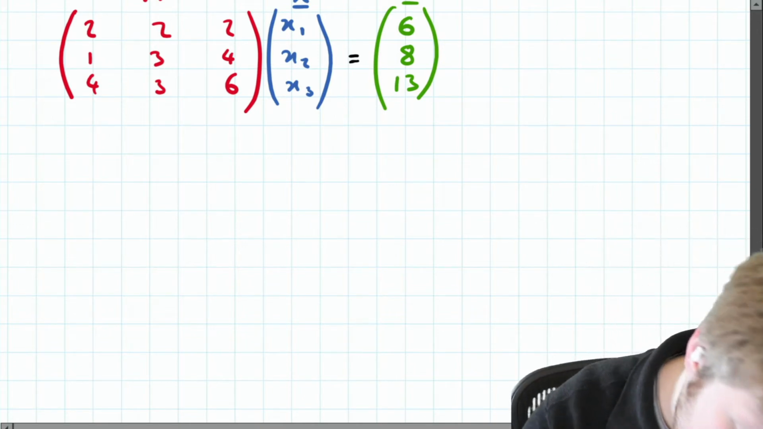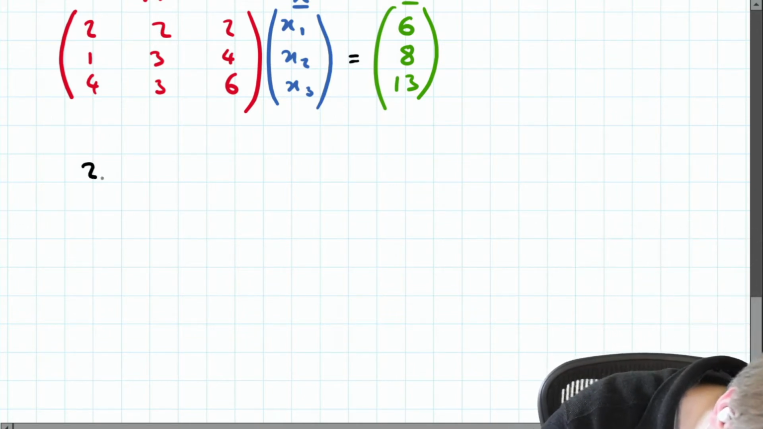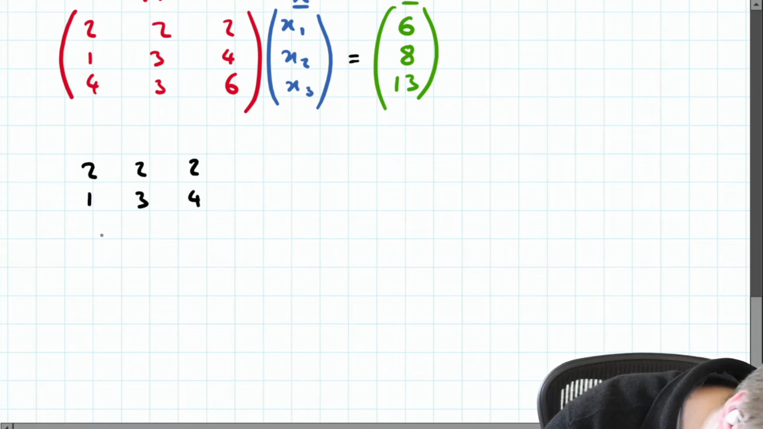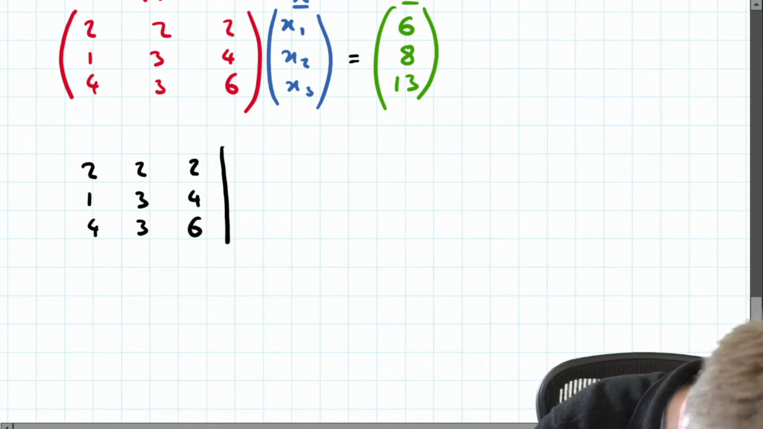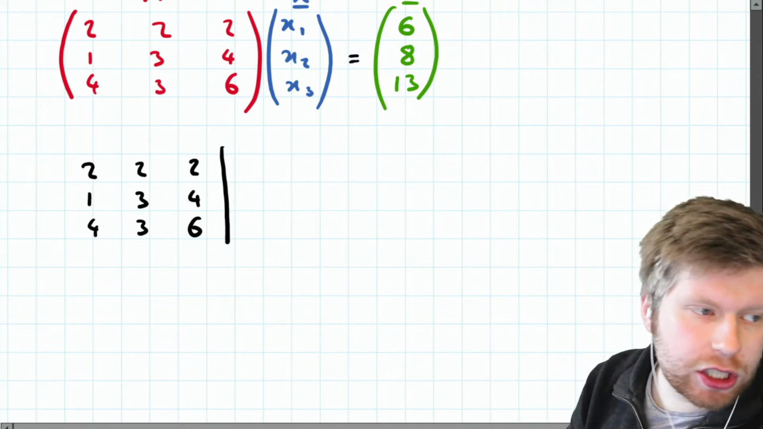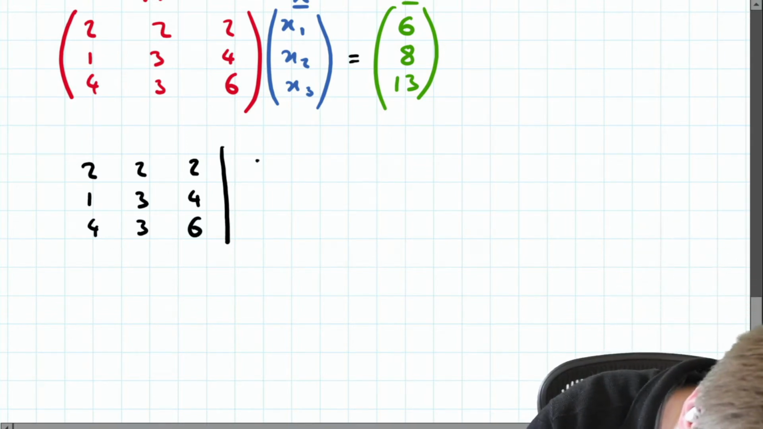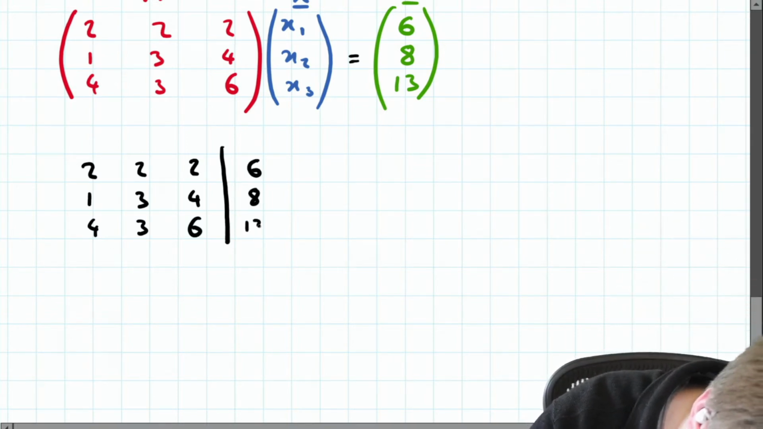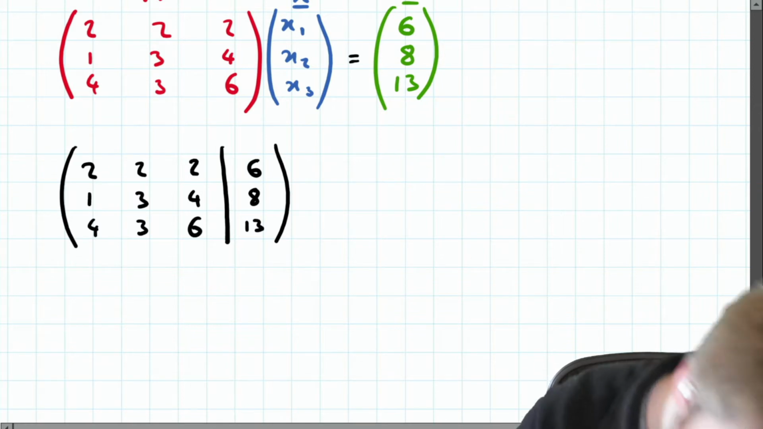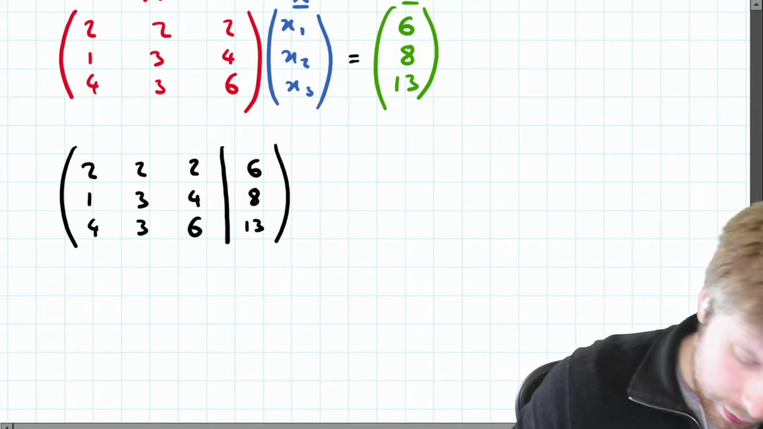So the values I'm going to take from my coefficient matrix are the 2, 2, 2, 1, 3, 4, 4, 3, 6. And on the right hand side, if you want, you can separate this with a straight line just to make sure that you are definitely separating them. You don't have to though. I'm just going to put my known values, so the 6, the 8, the 13. So in other words, I'm just collapsing this down to the values that I know, okay?